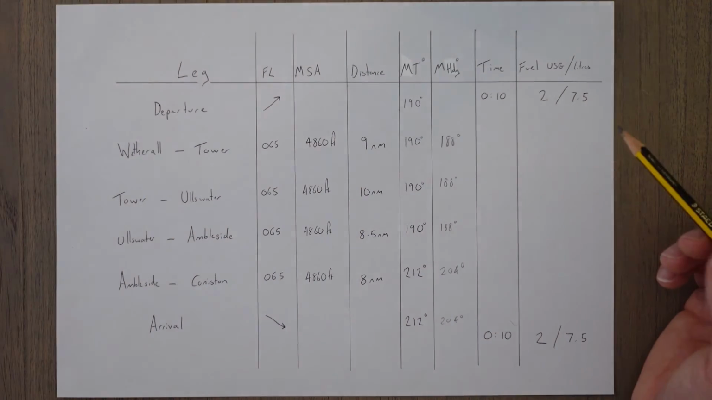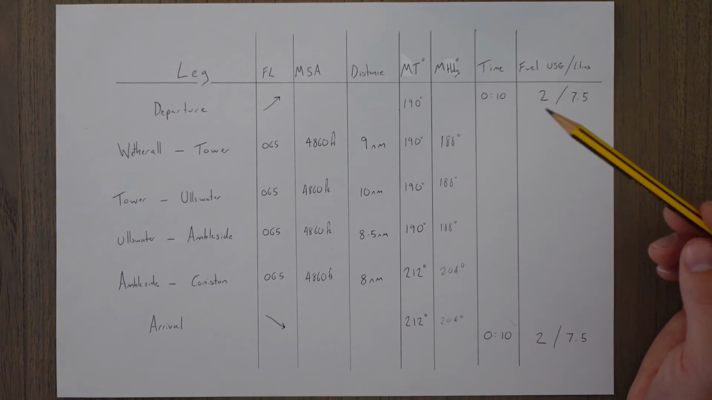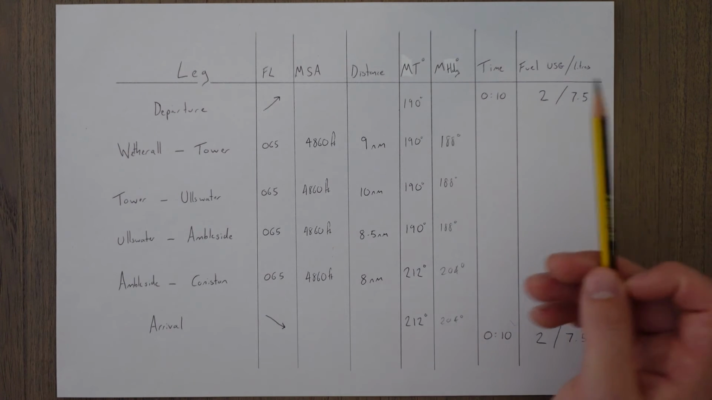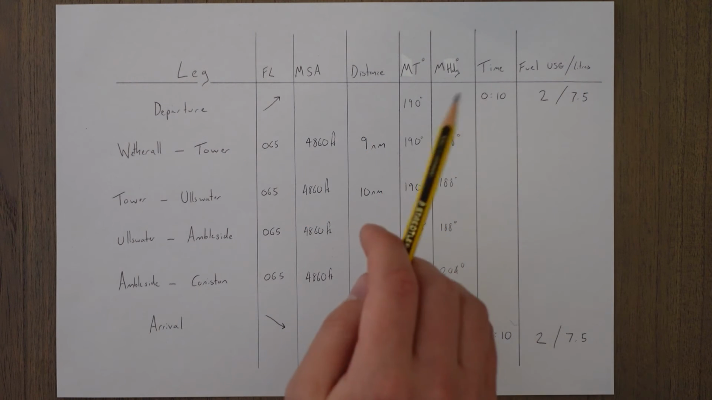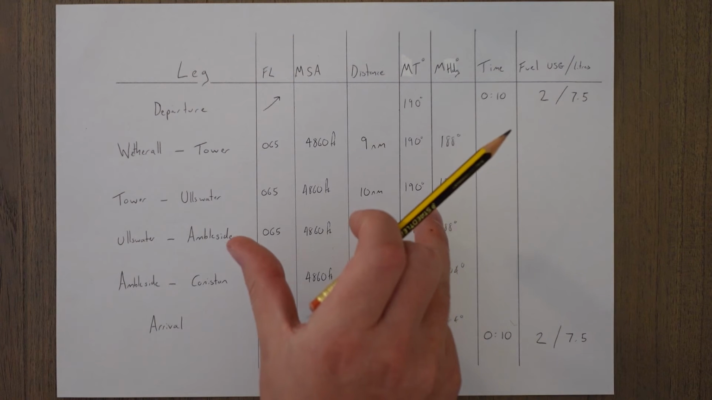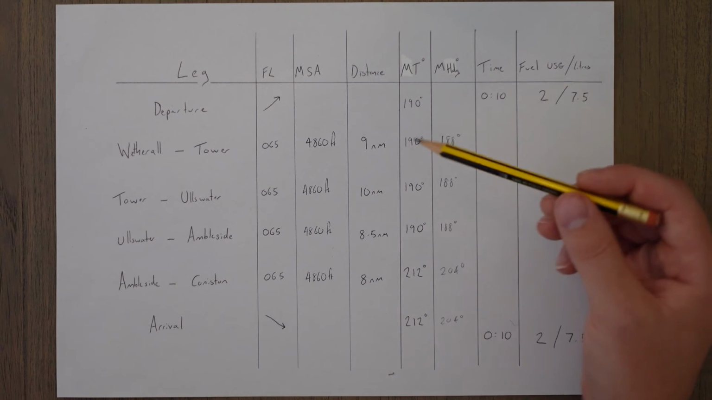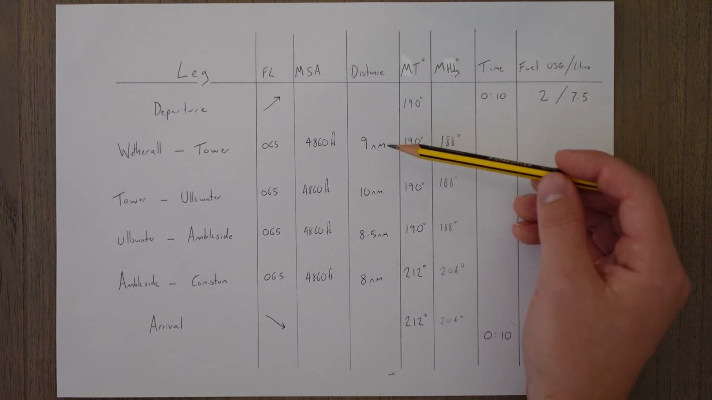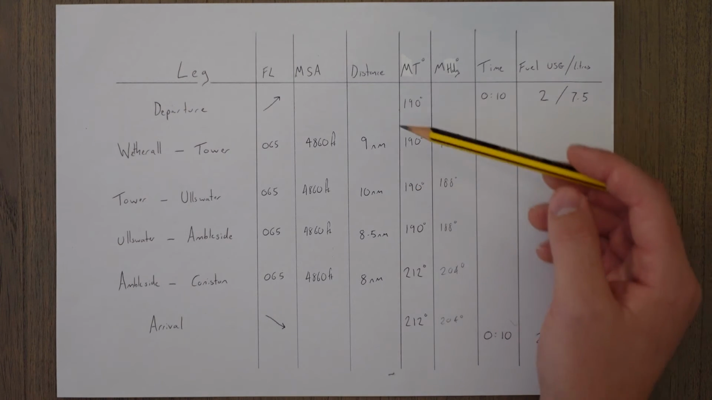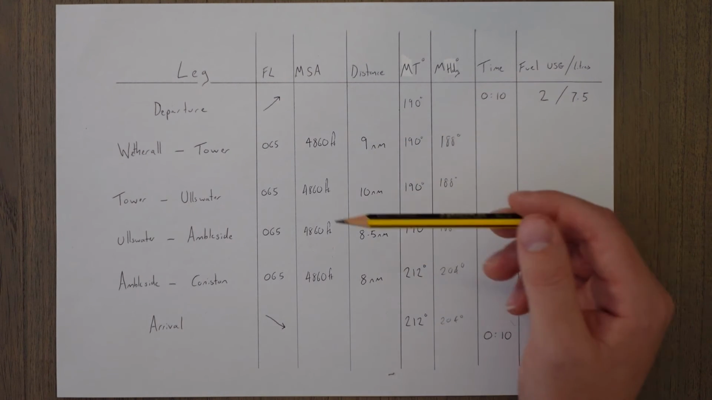Then we would measure the distances from our point to point. And a good way to do this is to either use a ruler or you can get a set of compasses. Just put the distance between the two, go down to the scale and see what the distance is. So these are the rough distances I've measured earlier, 9, 10, 8.5, 8. And that's fairly good spacing for a route like this.